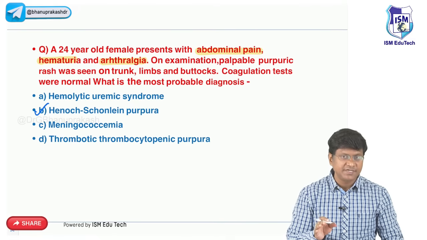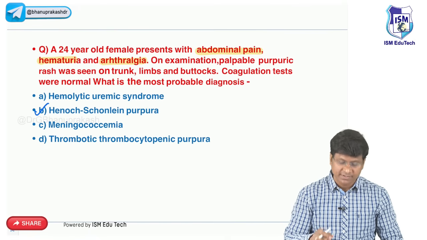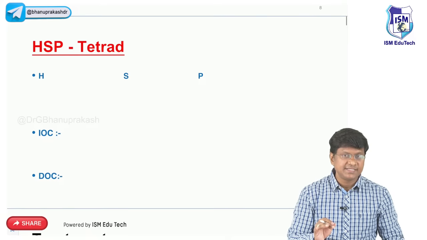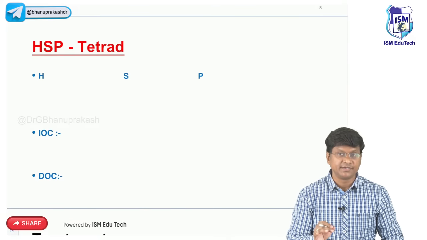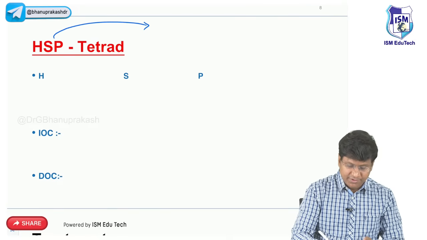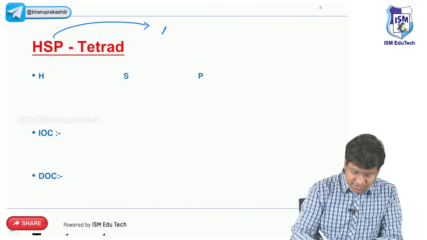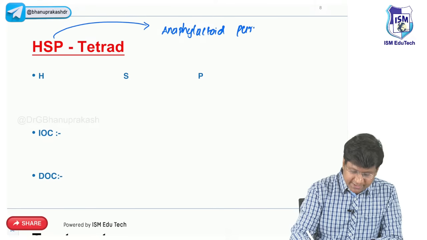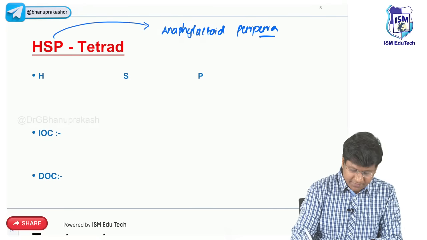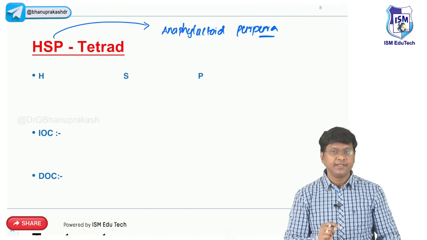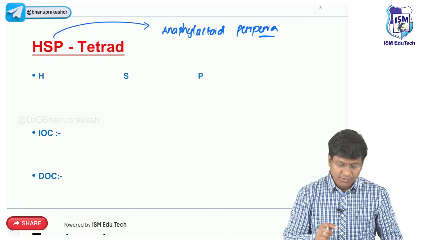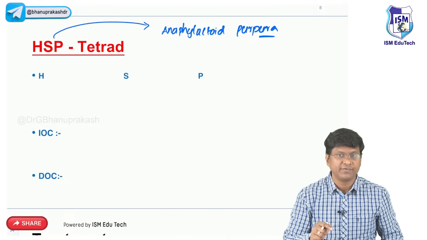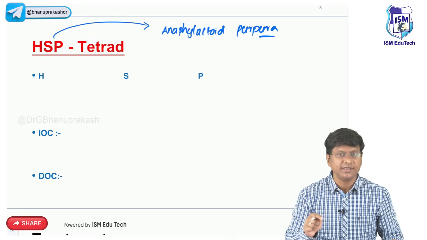Now HSP, let me discuss that in detail. It is a form of small vessel vasculitis, characterized by a tetrad. Another name for Henoch-Schonlein purpura is anaphylactoid purpura. It is the most common cause of vasculitis in children, but it can also occur in adults.